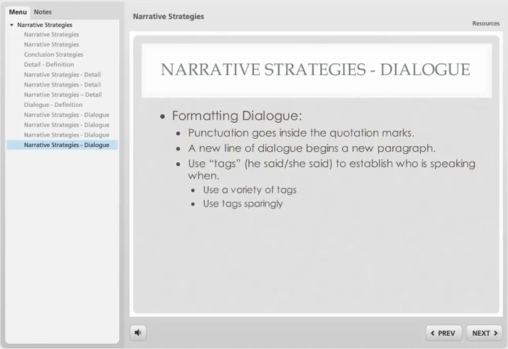Do also use these tags sparingly. You do not have to write Katie said each time Katie speaks, as long as the reader can follow who is speaking during a conversation.